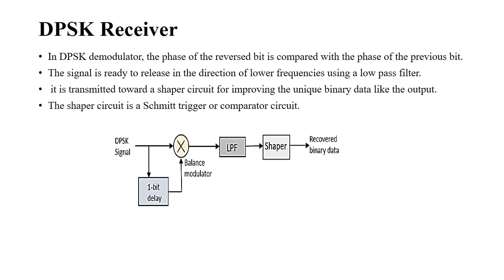Next it is given to the synchronous detector or multiplier. The signal is multiplied with its version delayed by 1 bit. Therefore, the output of the multiplier is b(t) into b(t minus Tb), P of cos 2 pi f0 Tb plus cos(4 pi f0 (t minus Tb by 2) plus 2 theta).